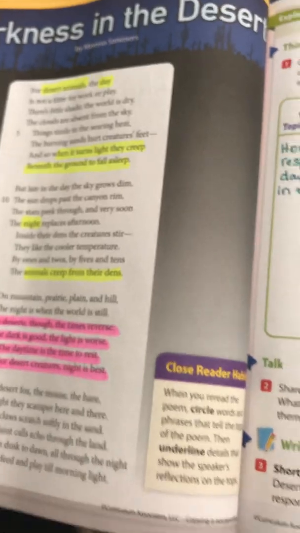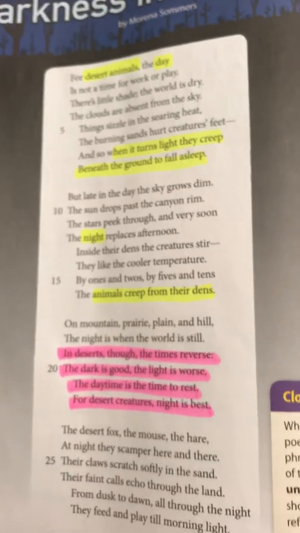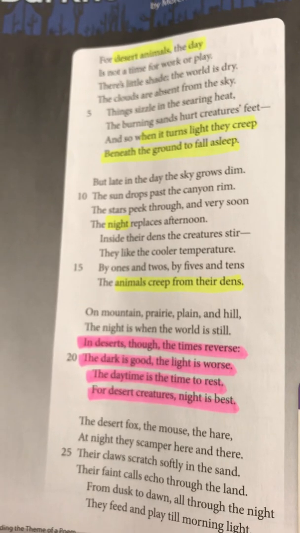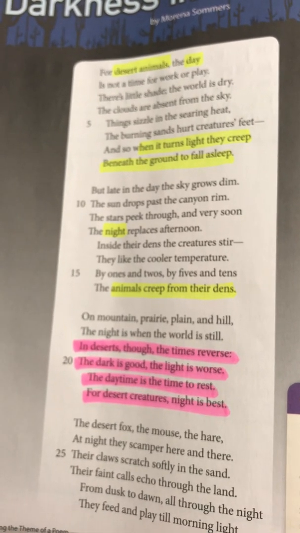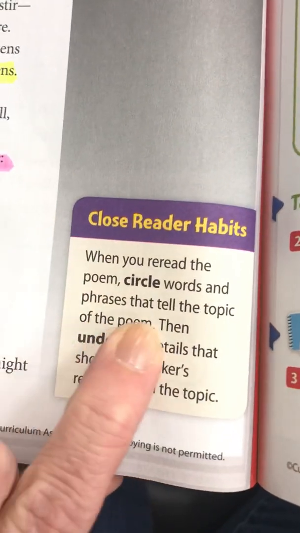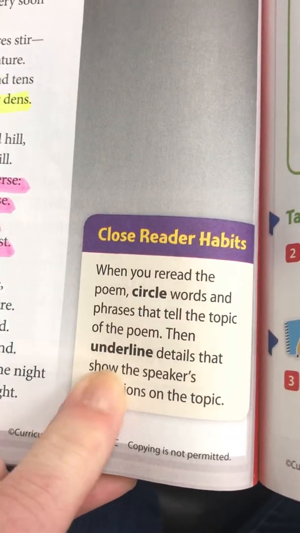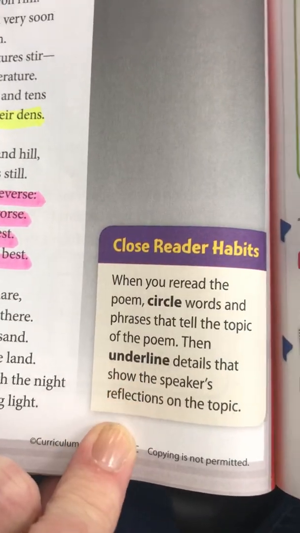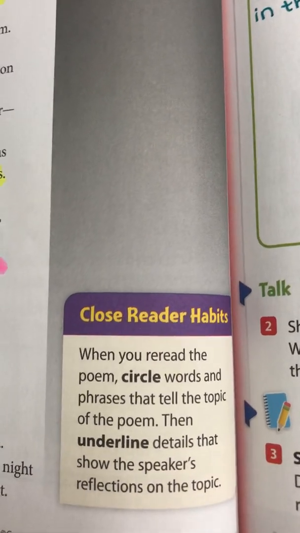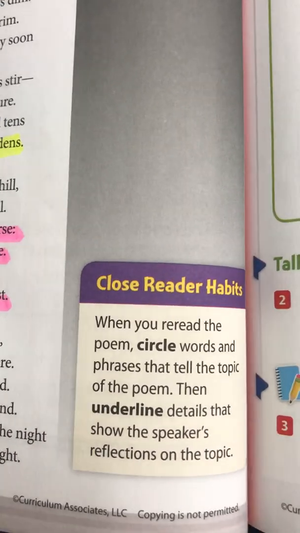So, we've read the poem. At this point, usually I'm asking you to review the words that you didn't know so we can determine the meaning of those words. And then we go in and we read it for our second time. I looked at our close reader habits box and I highlighted, instead of circling, words that tell about the topic. And then I highlighted in pink details that show the speaker's thoughts and feelings, reflections about the topic. So let's go ahead and look at the graphic organizer.